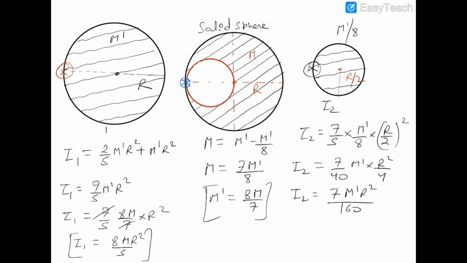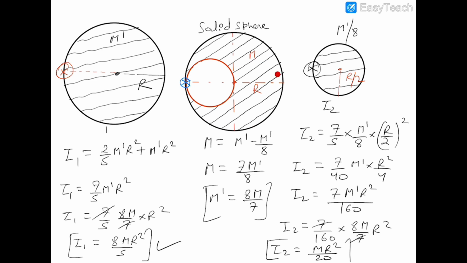Okay, and the value of m dash is 8m by 7, so we can substitute m dash as 8m by 7. So this is 7 by 160 into 8m by 7 r square. So this I2 is equal to m r square divided by 20. So I2 is m r square by 20 and I1 is 8 by 5 m r square.